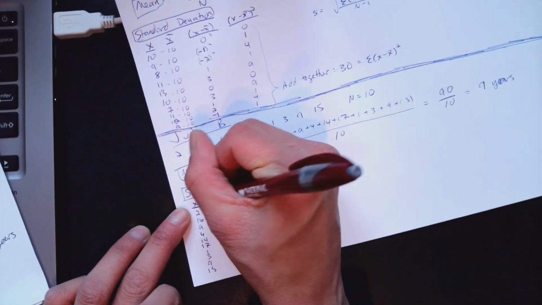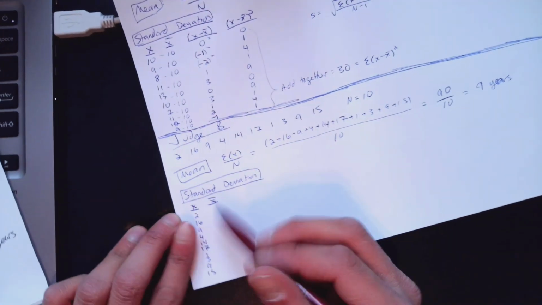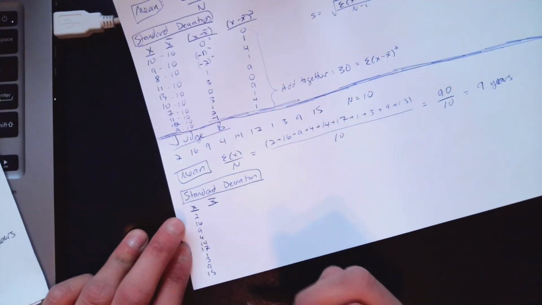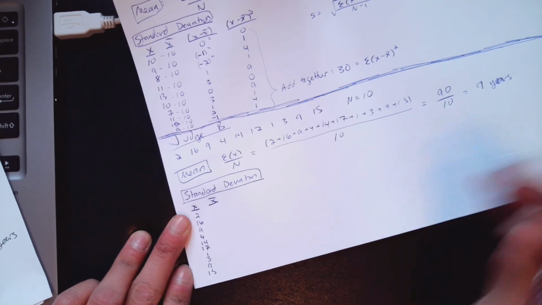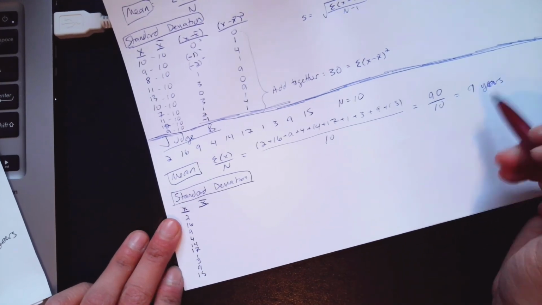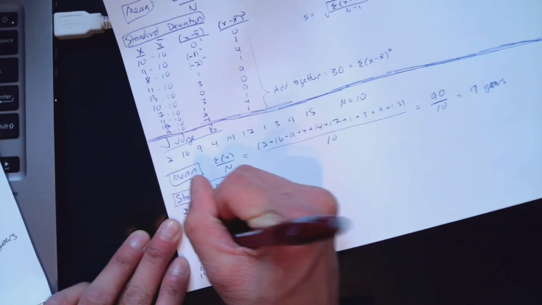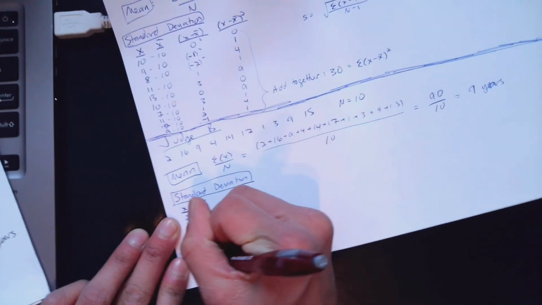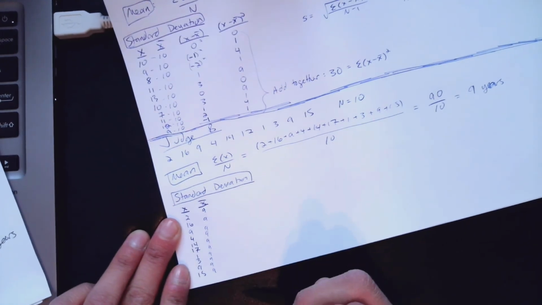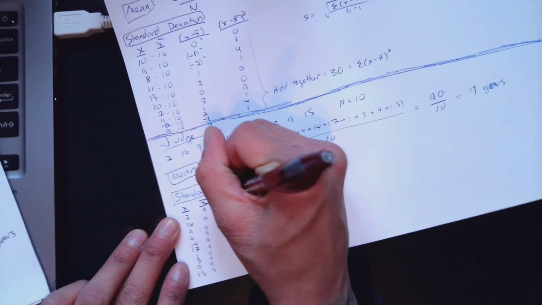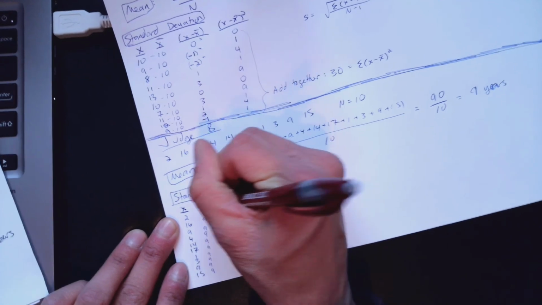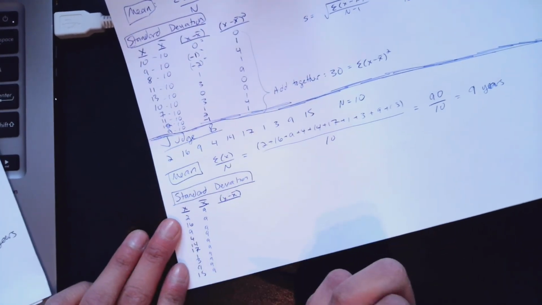The next thing we're going to do is write out the mean here so that we can find the deviation for each of these observations. So here we calculated the mean for judge B to be 9 years, so our mean is 9 for each of these. Write out each observation and then write out the mean. The next thing you want to do is subtract these two to find your deviation for each observation.